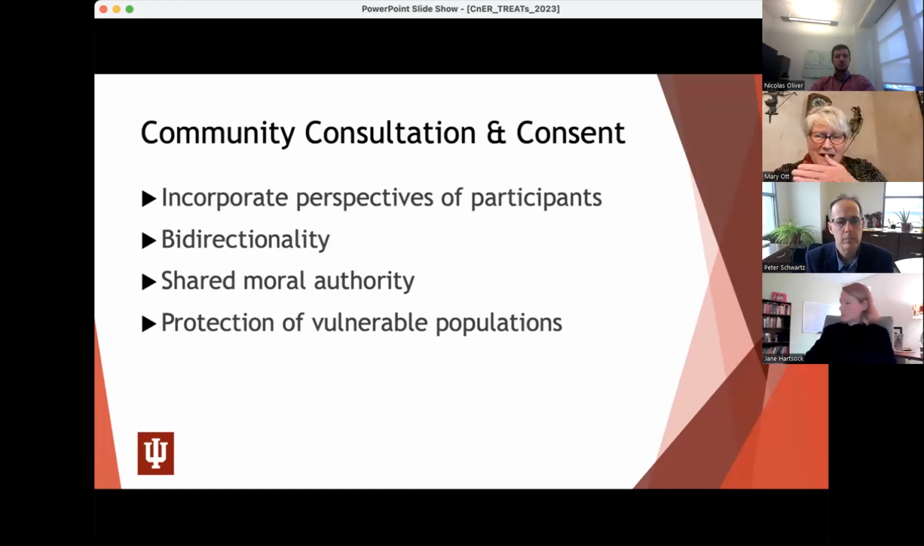It allows bidirectionality of the project, and it allows shared moral authority. By consulting with communities, the community takes on some of the responsibility for the project and for its successful completion. And it adds an extra layer of protection for vulnerable populations.